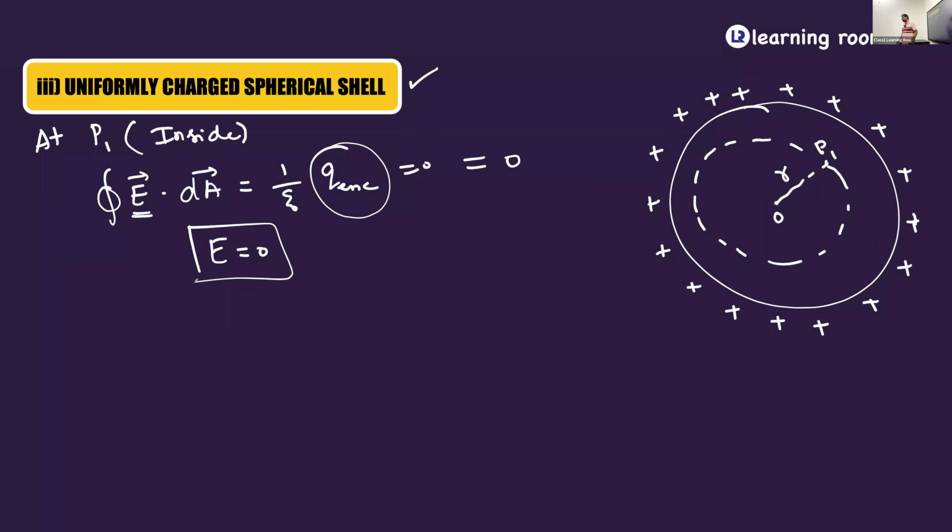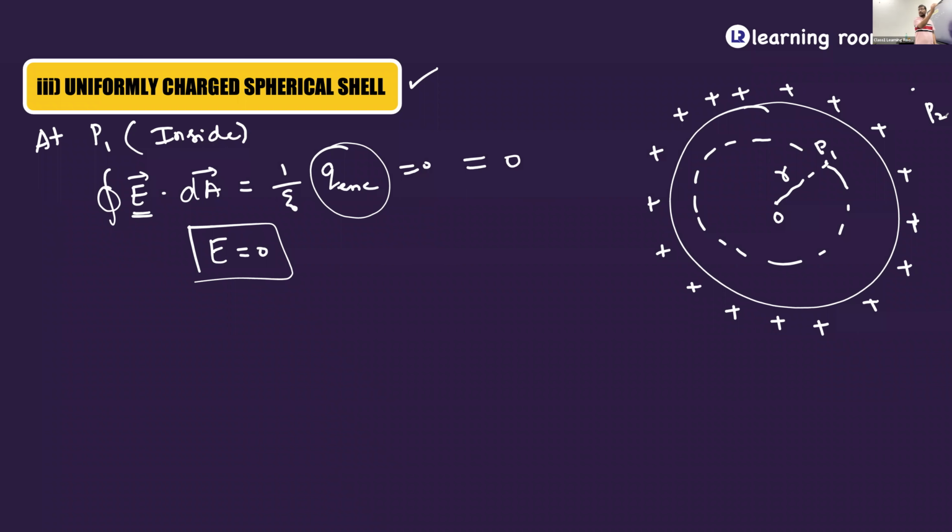So where does it start from? It starts only from the surface, because that is where the charge is present. Am I clear with this? Right. Now we'll do it for an outside point. For outside, I'll consider the point to be P2, for instance.